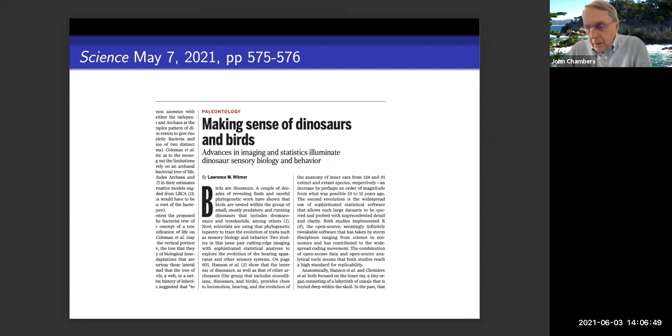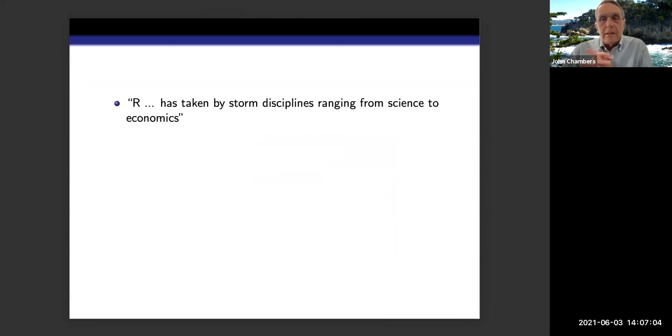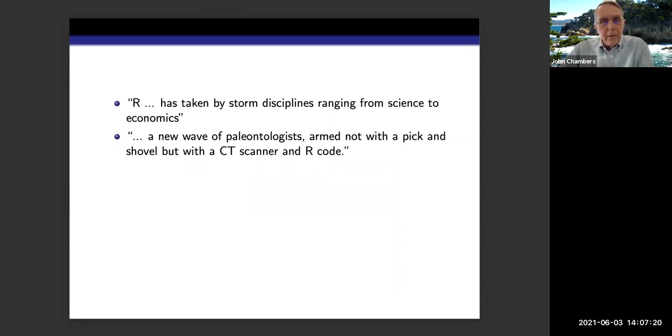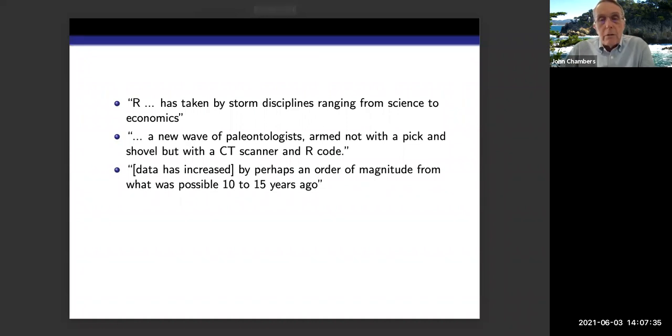So the author of the perspective made a number of observations which I think are interesting and are kind of keys that we can use as we go on to look at the topic of this conversation. First of all, he said that R has taken by storm disciplines ranging from science to economics, and that as he looks to the future of paleontology, he imagines a new wave of paleontologists armed not with a pick and shovel, but with a CT scanner and R code, which I think is a nice image to have. There are some more general comments too that I think are relevant and well observed. First of all, he notes that in paleontology, the data has increased by perhaps an order of magnitude from what was possible 10 to 15 years ago.